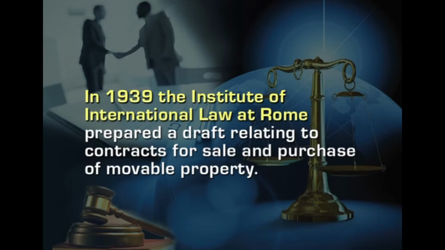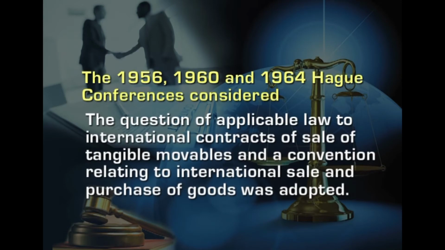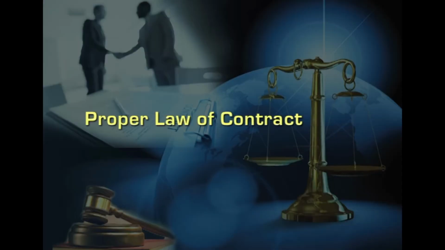In 1939, the Institute of International Law at Rome prepared a draft relating to contracts for sale and purchase of movable property. The 1956, 1960 and 1964 Hague Conferences considered the question of applicable law to international contracts of sale of tangible movables, and a convention relating to international sale and purchase of goods was adopted. The theory of proper law of contract is the preferred theoretical explanation of the subject. The proper law of contract.